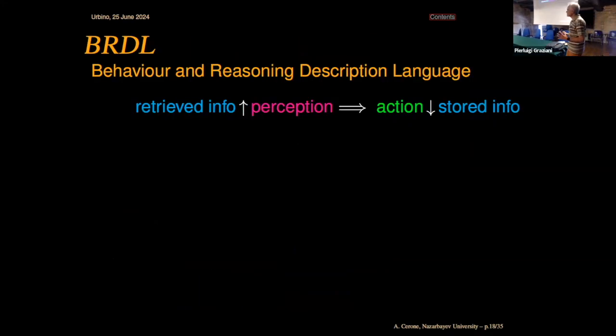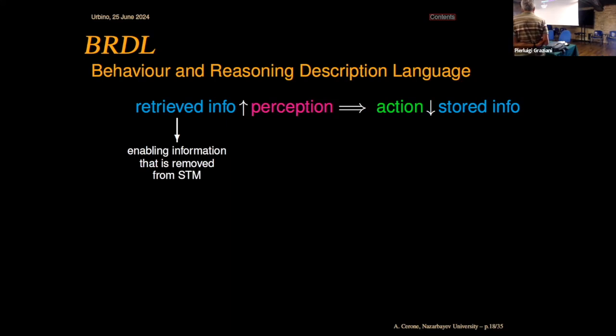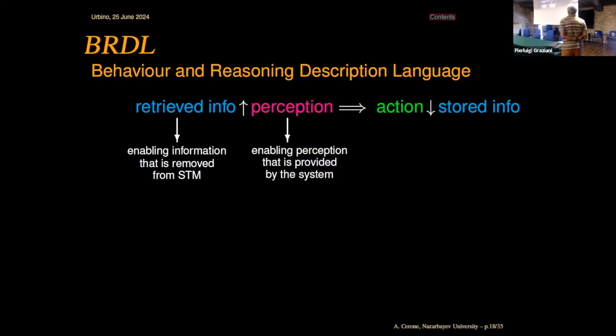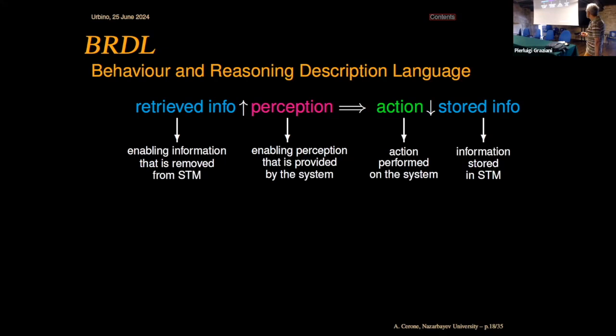Okay, so now we are ready to go into something slightly more formal. We see clearly the notation in which we describe human behavior. The notation is very simple because there is a simple structure. This is the structure of an automatic action. You have something that you retrieve from your short-term memory, which enables your action. Then you have a perception of your interface, of the situation, your environment. Then you perform an action, and then you store some information in STM, short-term memory.